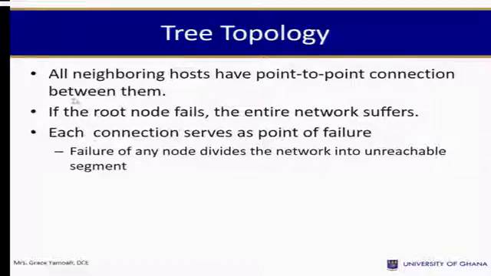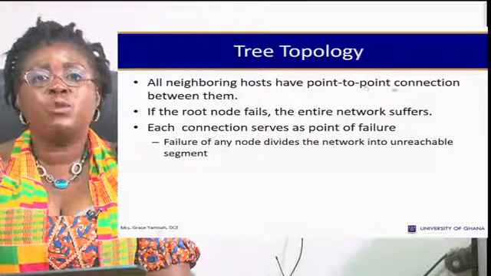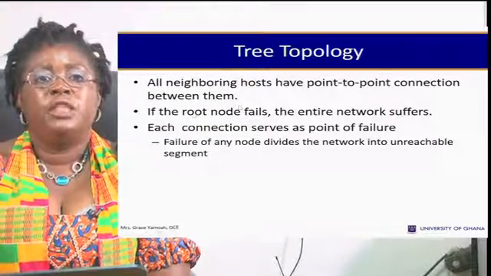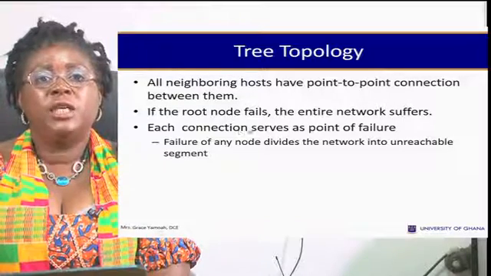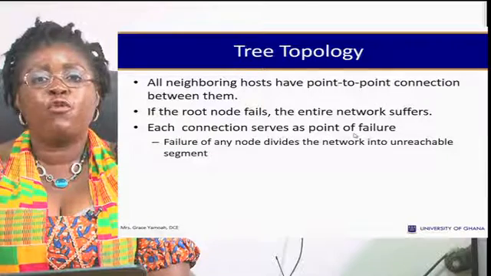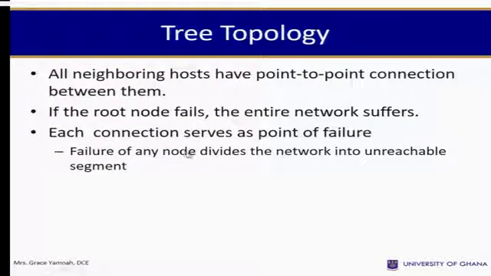In tree topology, all neighboring hosts have point-to-point connection between them. If the root node fails, the entire network suffers. Each connection serves as a point of failure. Failure of any node divides the network into unreachable segments.